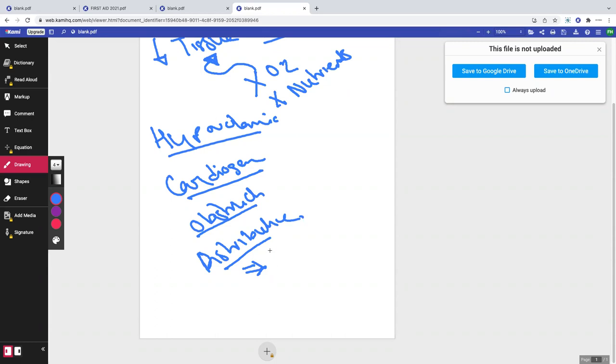What sort of conditions can result in distributive shock? For example, can sepsis or anaphylaxis cause distributive shock, widespread vasodilatation? The answer is yes. Okay, so these are the concepts.